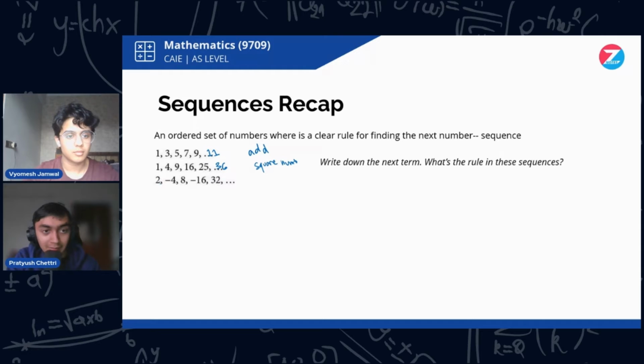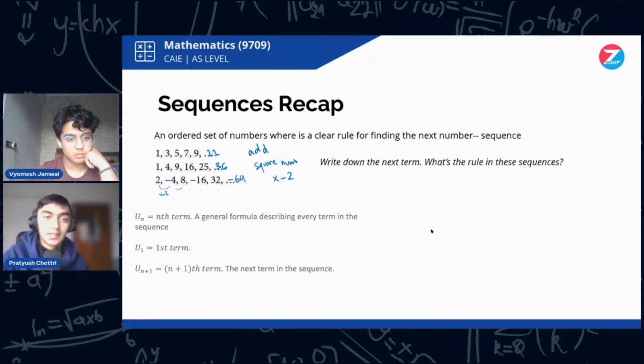This one, it looks like they're doubling, but the sign is flipping back and forth. So I know that it's times 2, but since the sign went minus, I'm going to times -2. So I think the next one is -64. It's times minus 2 each time. So these are some kinds of sequences, just to get the idea across.